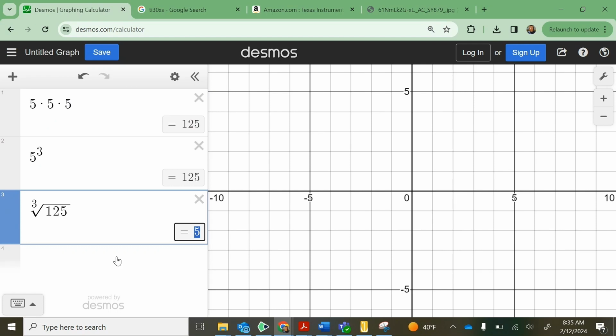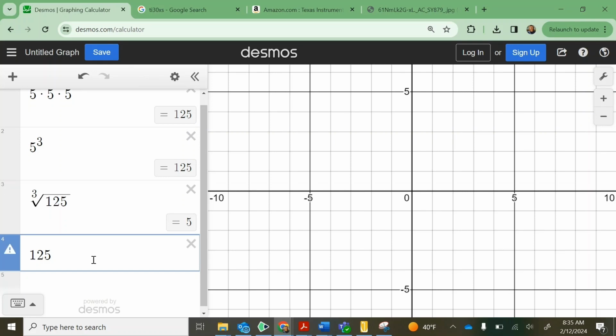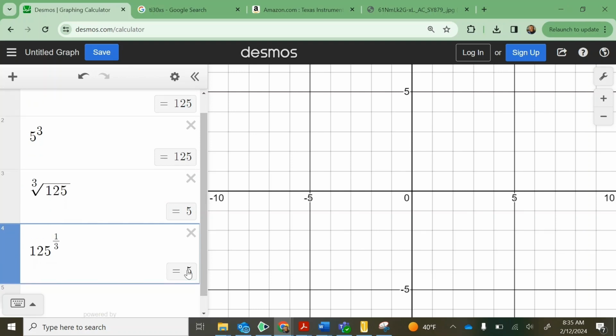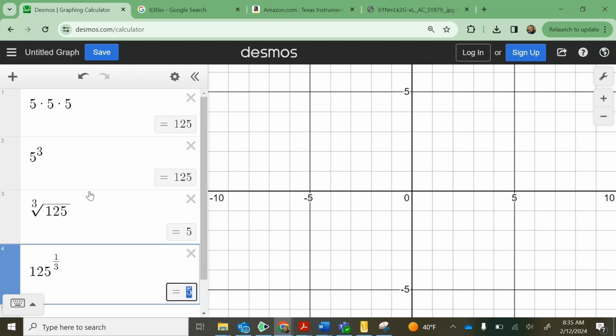By the way, you could also evaluate using a calculator, right? Desmos or your handheld calculator, the equivalent form. So this is radical form. What if we switch this to exponential form? So our base would be 125, and then our exponent would be a fraction. What would that fraction be? 1 over 3. And take a look. When we evaluate that, we get the same thing. We get an answer of 5. So Desmos is a great tool, but so is the handheld calculators that we have.